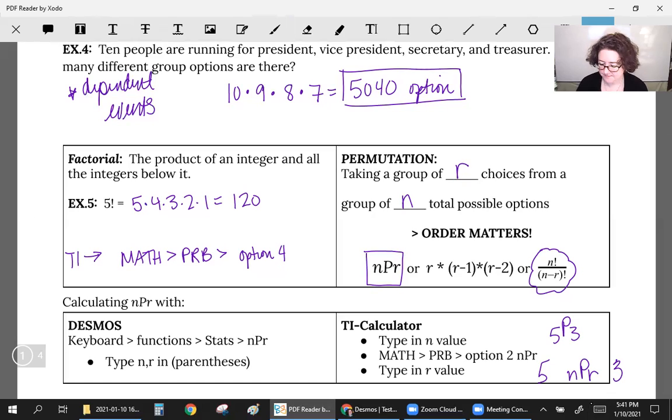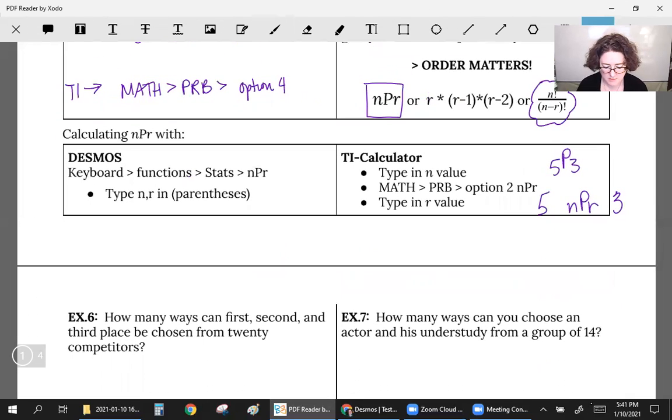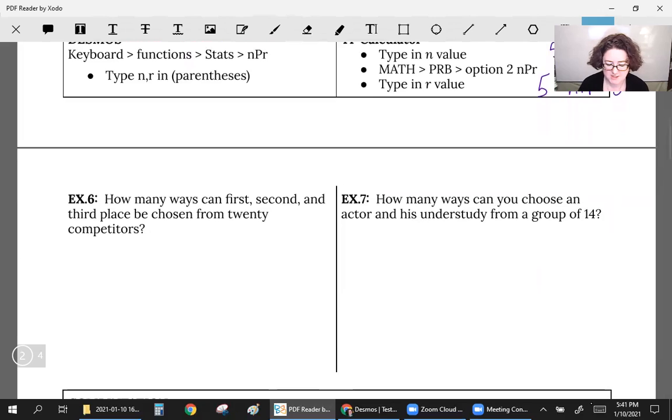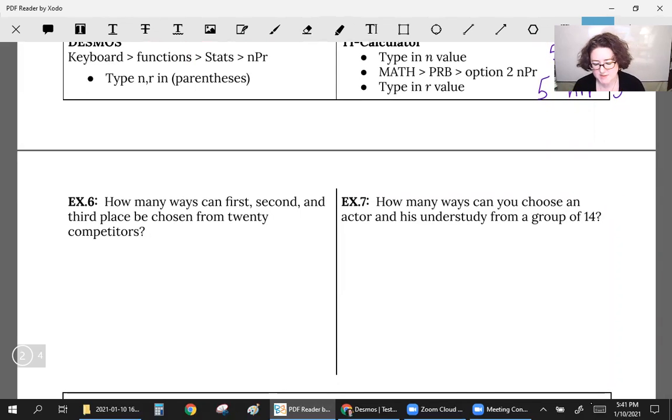Alrighty, let's do a few problems. So example 6, how many ways can first, second, and third place be chosen from 20 competitors? And just like with the election, the order that we pick people in matters because first place is different than third place. So order is mattering on this one. Order is important. So officially, our formula would be, we have 20 people to choose from, and we have 3 choices to make for first, second, and third place. So we could just type in our calculator 20P3.